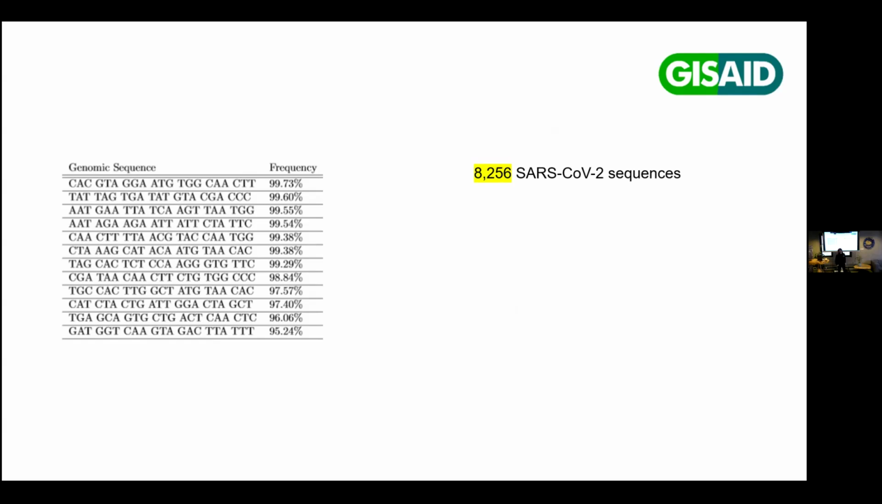Please. So what part of the genome are these sequences actually found in? Like, is it a very conserved region or? It's in the, I'm gonna get to it.